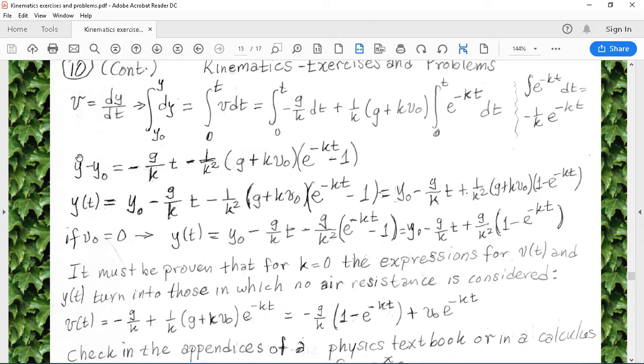And we had this expression: y minus y0 equals minus g over k times t minus 1 over k squared times (g plus k v0) times (exponential of minus kt minus 1). So that means that y of t equals y0 minus g over k times t minus 1 over k squared times (g plus k v0) times (exponential of minus kt minus 1), which gives us y0 minus g over k times t plus 1 over k squared times (g plus k v0) times (1 minus exponential of minus kt).